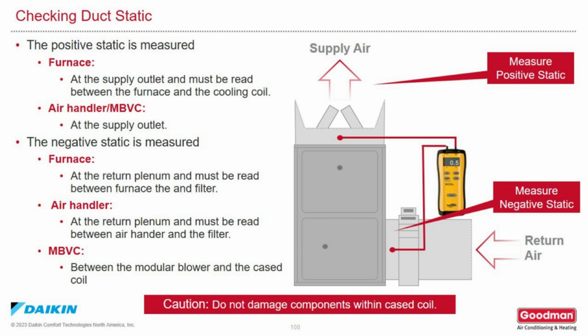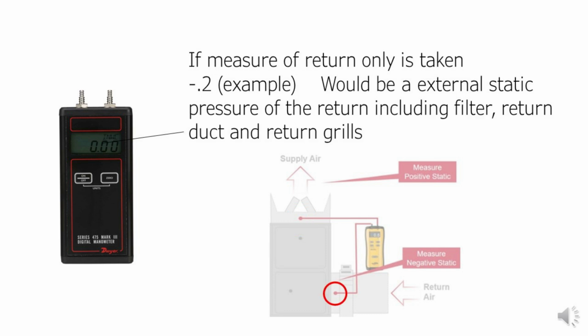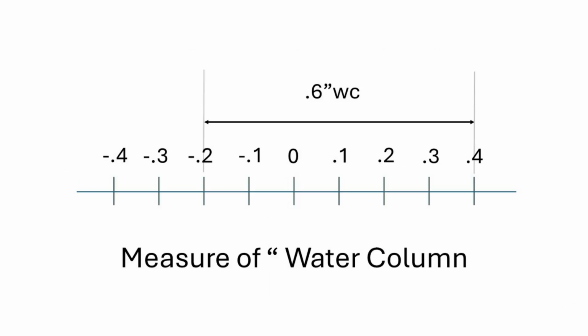The external static pressure reading will be everything on the input of the equipment and the output of the equipment for the positive. So the evaporator coil on a gas furnace is not part of the equipment. The reading would be taken between the furnace and the evaporator coil, and on the input between the blower and the filter. This is an example on a gas furnace. The positive pressure being 0.4 would be under the evaporator coil, and the negative pressure between the filter and the blower would be at negative 0.2. And we'd look at the difference between the two, and we'd find that would be 0.6 inches external static pressure.